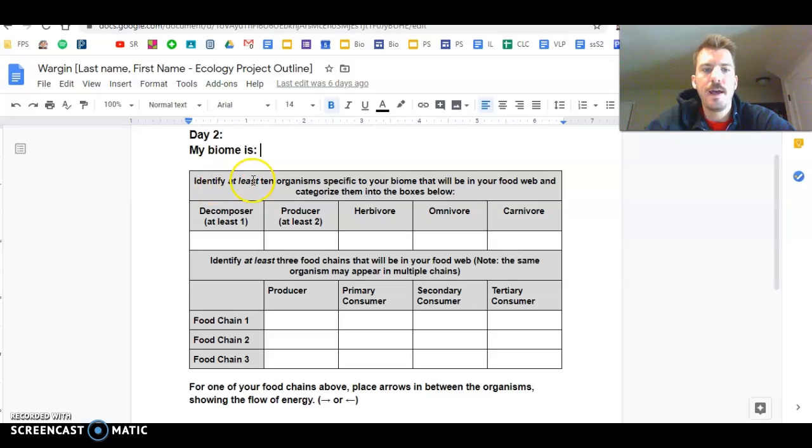Down here, identify at least 10 organisms specific to your biome that will be in your food web and categorize them into the boxes below. What we are trending toward is building a food web that encompasses several different species within your ecosystem, or within your biome. So what I should see in these boxes here are different organisms. At least one carnivore, at least one omnivore, at least one herbivore, at least two producers, and at least one decomposer.